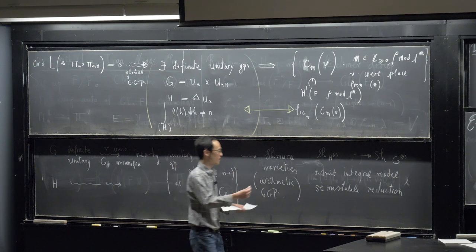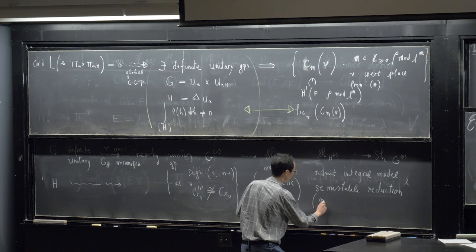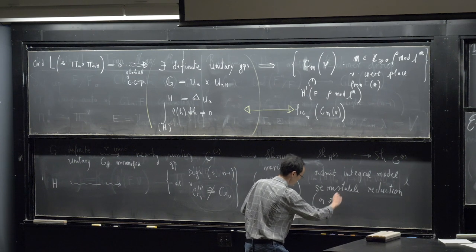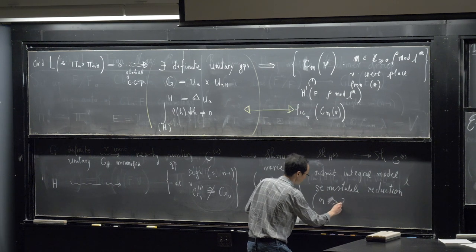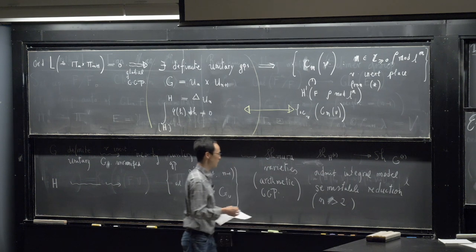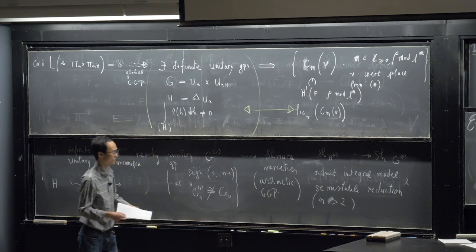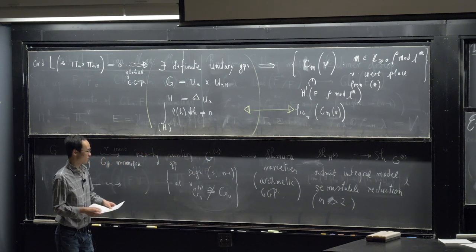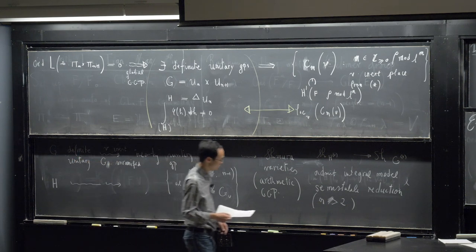Unless n is 2, n equal to 2 is very special. So if n is bigger than 2, the only case which is easy to describe is actually the case of the modular curve, the Shimura curve. For the higher dimensional case, it's slightly more involved.